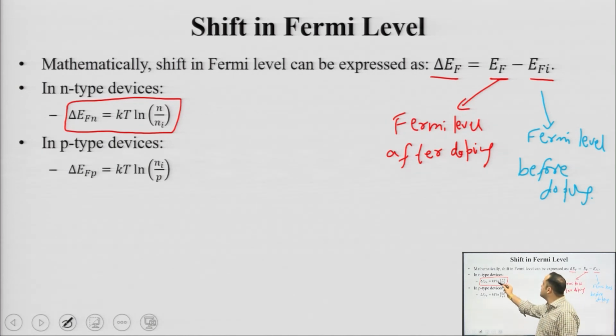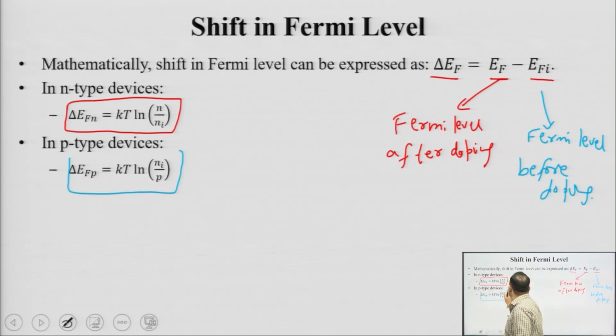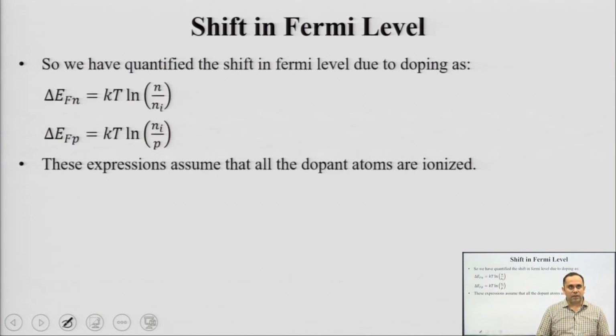In N type devices, this is Boltzmann constant times temperature kT, natural log of N over Ni. Ni is intrinsic carrier concentration. Okay. In P type devices, this is given by ln Ni by P. So, you see majority carrier concentration determines where your Fermi level shifts and how much it shifts. So, this is the amount of shift. Now, this is directly related to your carrier concentration. Okay. Finally, we have quantified the shift. So, this is how you quantify the shift in Fermi level.